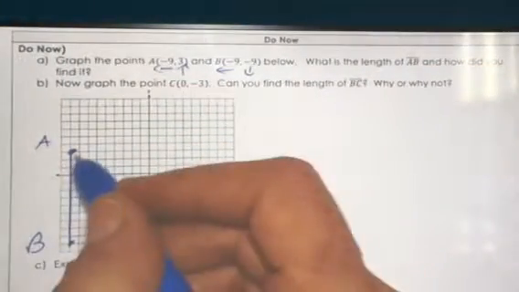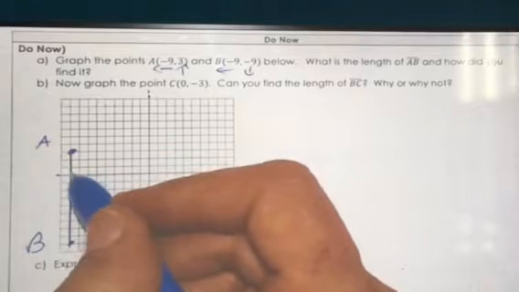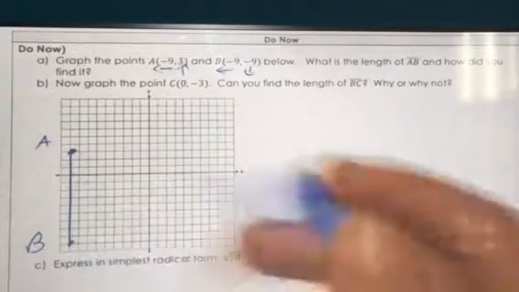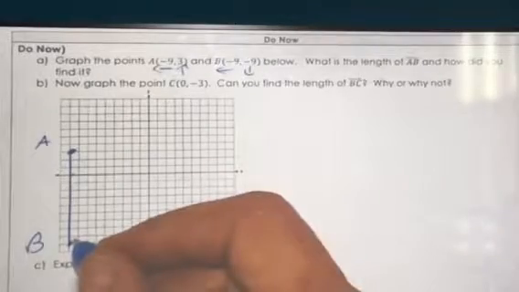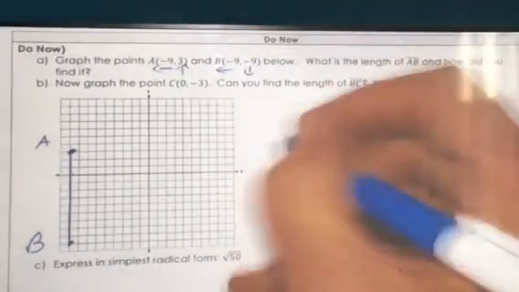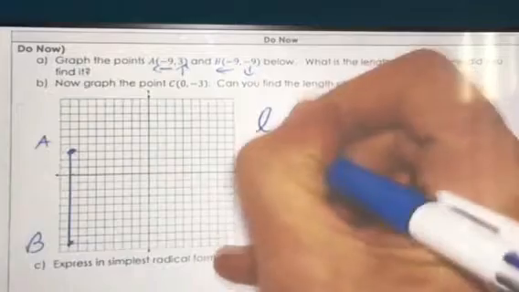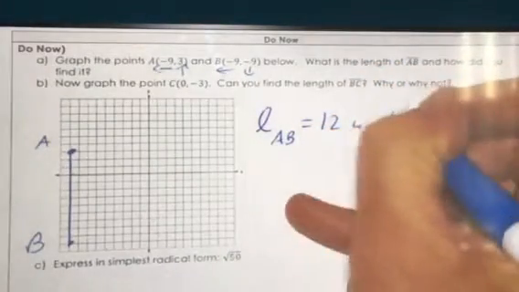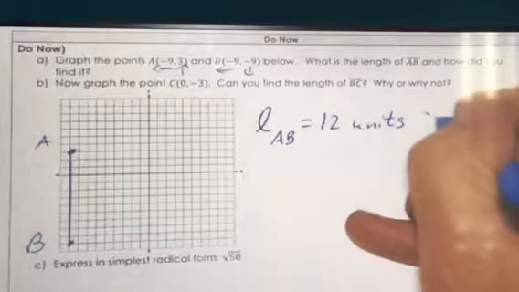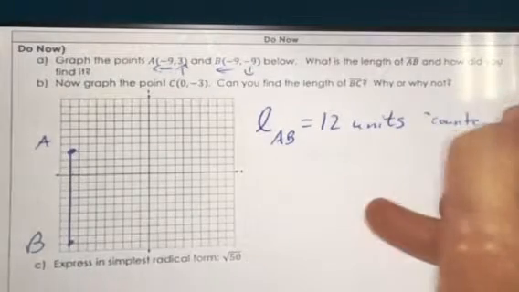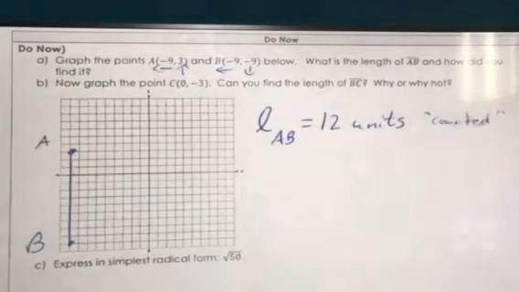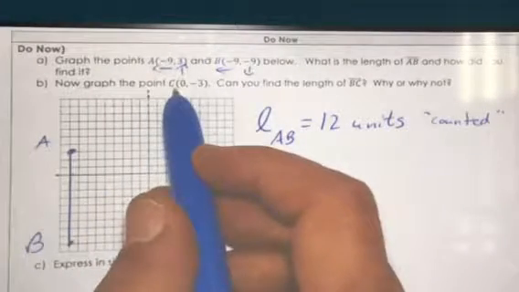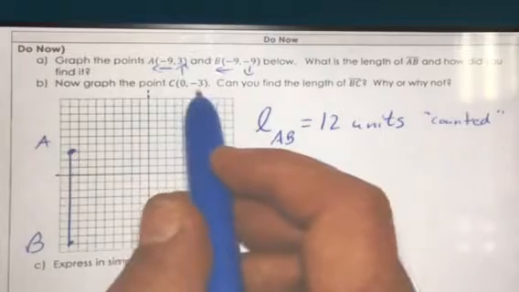So we have a move down 3 and then a move down 9 more. So that is a move down 12. So the length of AB equals 12 units. And we just counted to find the length. Now graph the point C at (0, -3).